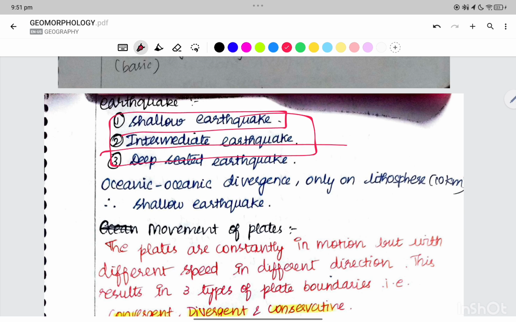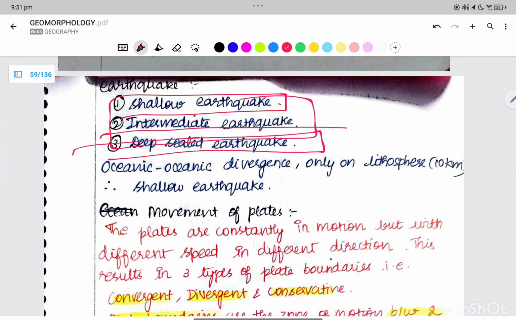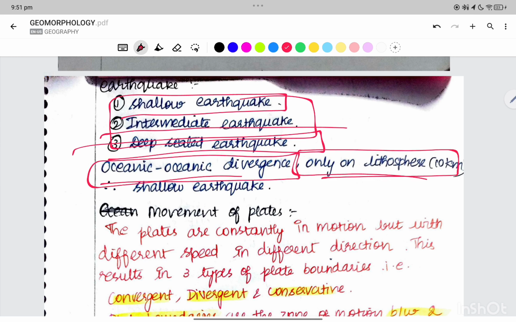Now, the types of earthquakes experienced are, initially we have shallow earthquake, intermediate earthquake, and then we also have deep sea earthquake. Oceanic and oceanic divergence, only in the lithosphere, 10 kilometer shallow earthquake.